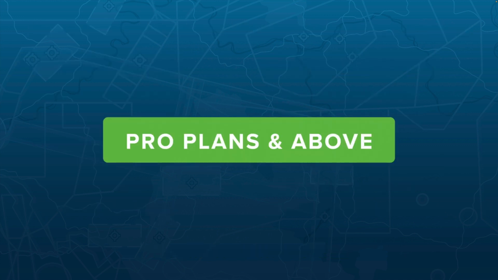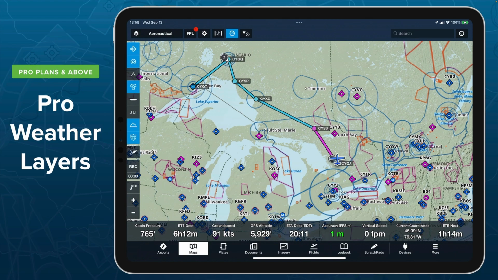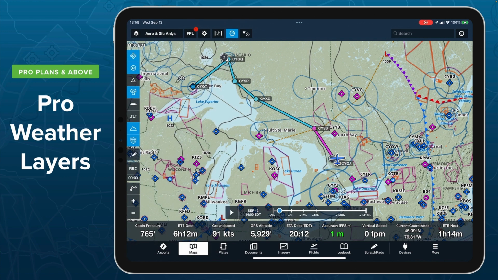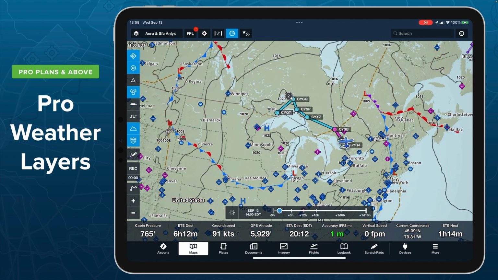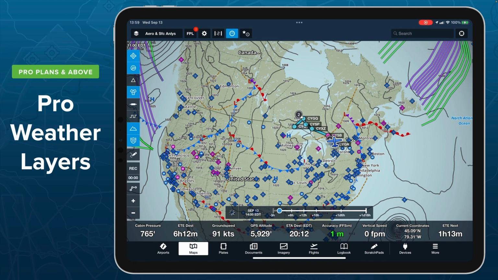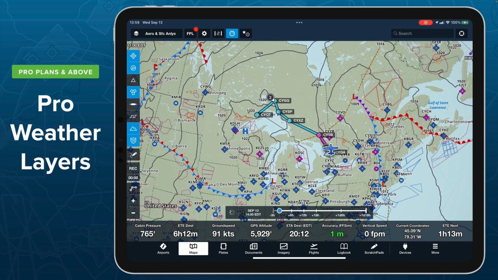So first, let's take a look at Pro plans. What do you get as a Pro Plus subscriber? As a Canadian pilot, well, you get Pro weather features, weather layers. And this includes, I'm sure you're all aware of the surface analysis, right? Issued by Nav Canada. It is available directly on the maps page.